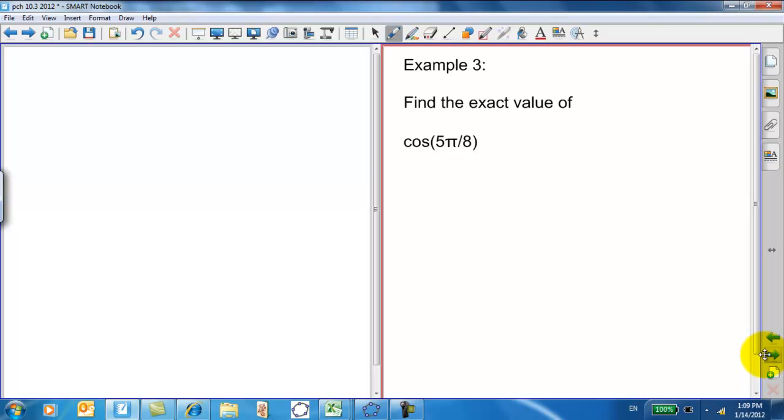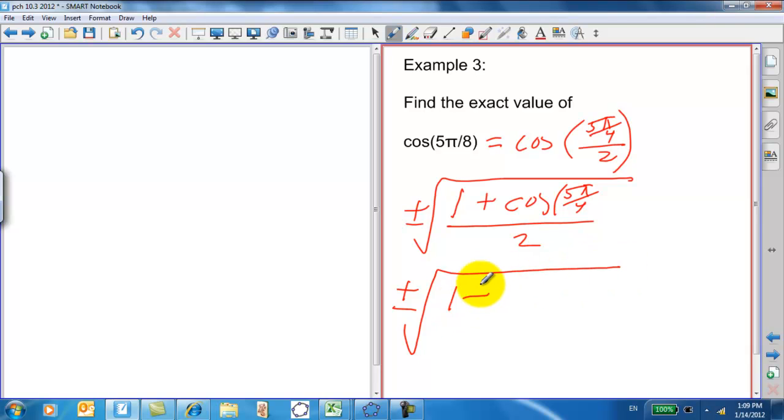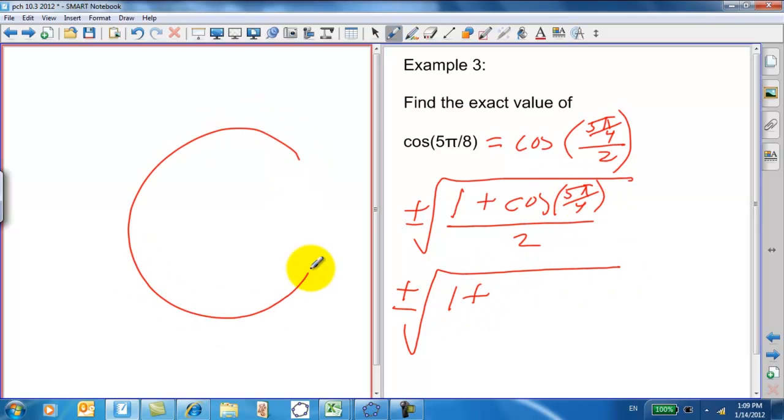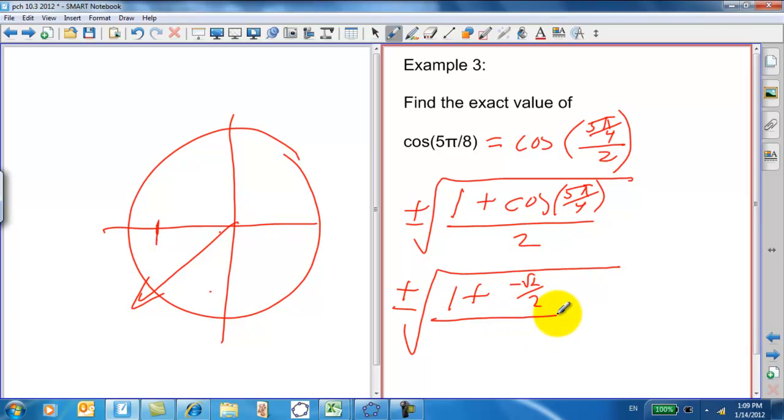Now example 3, find the exact value of cosine of 5 pi over 8. Well, first you've got to recognize that this is half of 5 pi over 4, 5 pi over 4 divided by 2. So it's going to be plus or minus the square root of 1 plus cosine 5 pi over 4, all over 2. So plus or minus the square root of 1 plus cosine 5 pi over 4. Remember from our unit circle days, here's 5 pi over 4, cosine, that's negative square root of 2 over 2, all over 2. Now I want to rationalize the inside there a little bit.